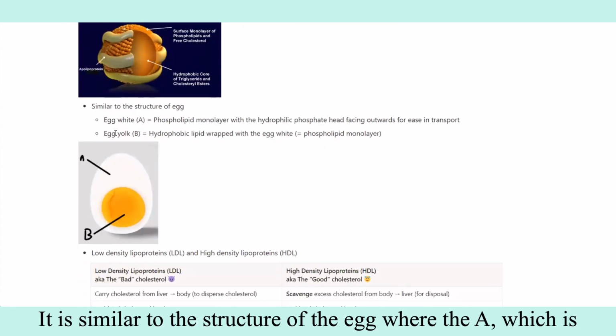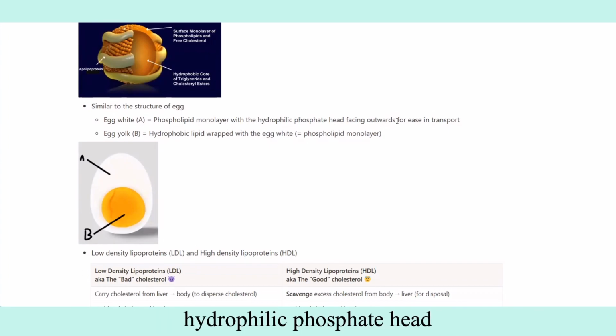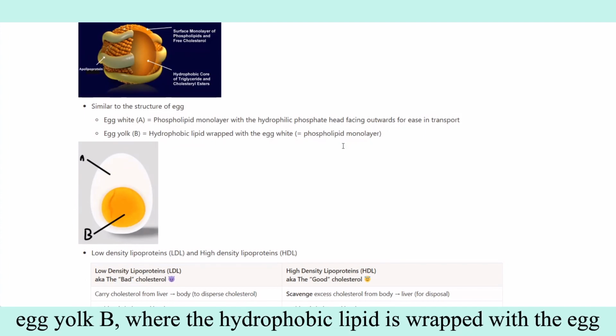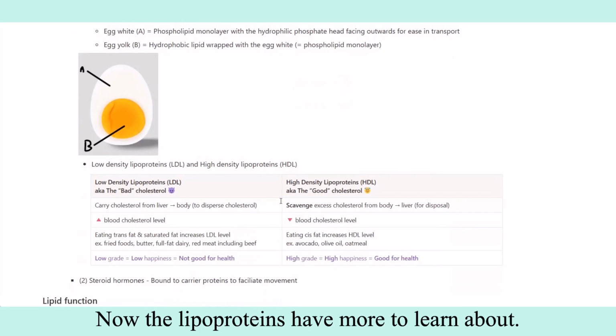It is similar to the structure of an egg, where A, the egg white, is the phospholipid monolayer with the hydrophilic phosphate head facing towards the outside for the ease of transport, and the egg yolk, B, where the hydrophobic lipid is wrapped with the egg white, which is the phospholipid monolayer.